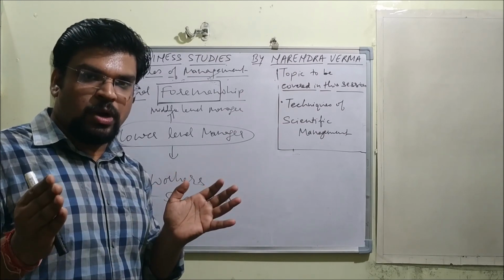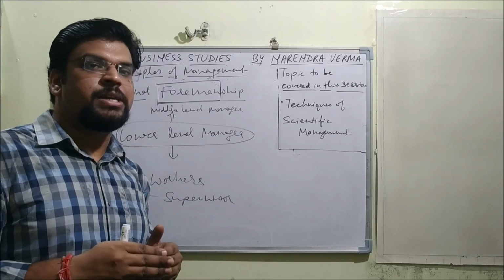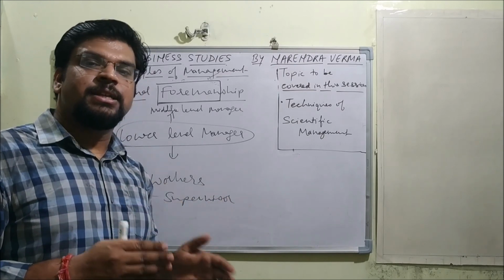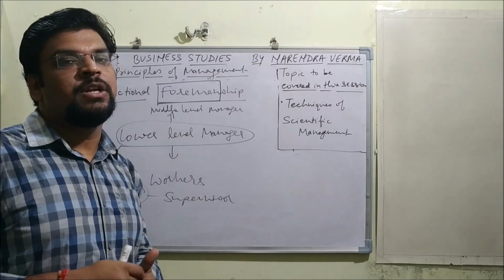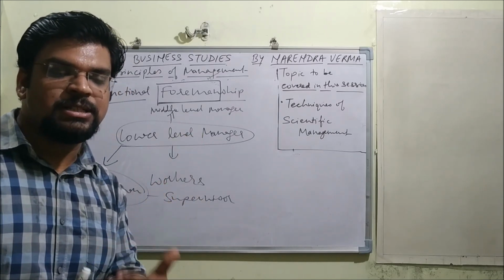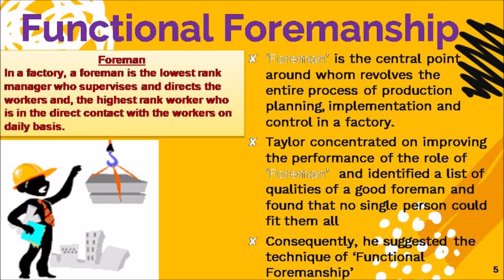So that's why F.W. Taylor made a list of the qualifications and qualities, but he could not get all these qualities in a single person. It was not possible. That's why he gave the technique, that is functional foremanship. Now what is this technique? We'll talk about it now.